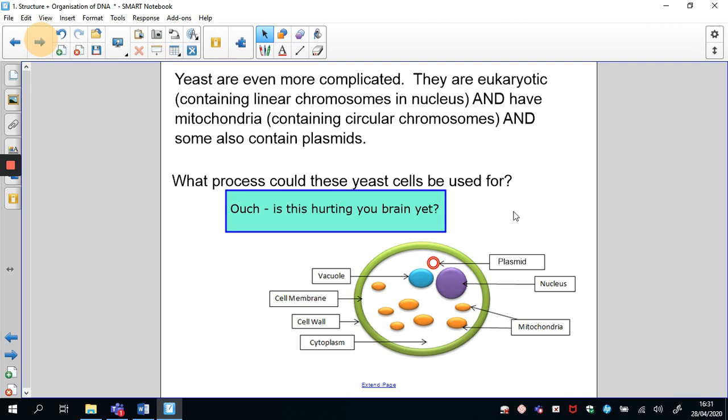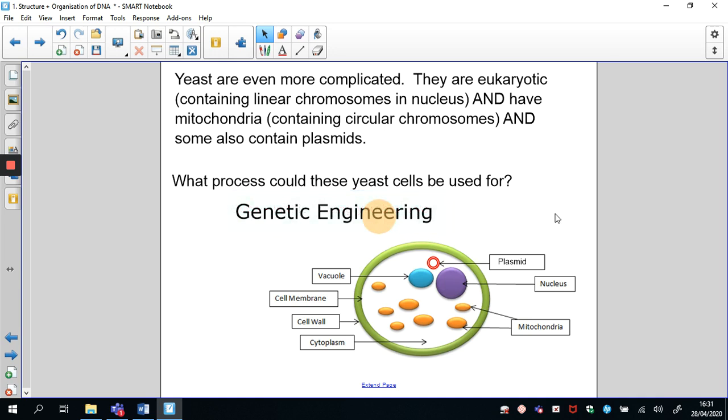Can you remember this from Nat 5? What process could a yeast cell like that be used for? Because it's got a plasmid, there's a process that you know plasmids are useful for. So have a think, have a pause. I'm about to click the button here. It is genetic engineering, if your brain can remember that far back.